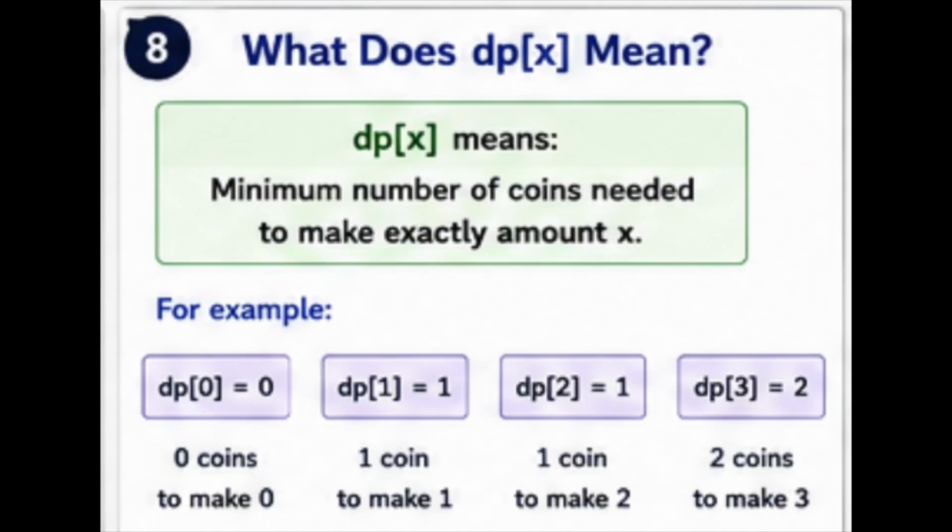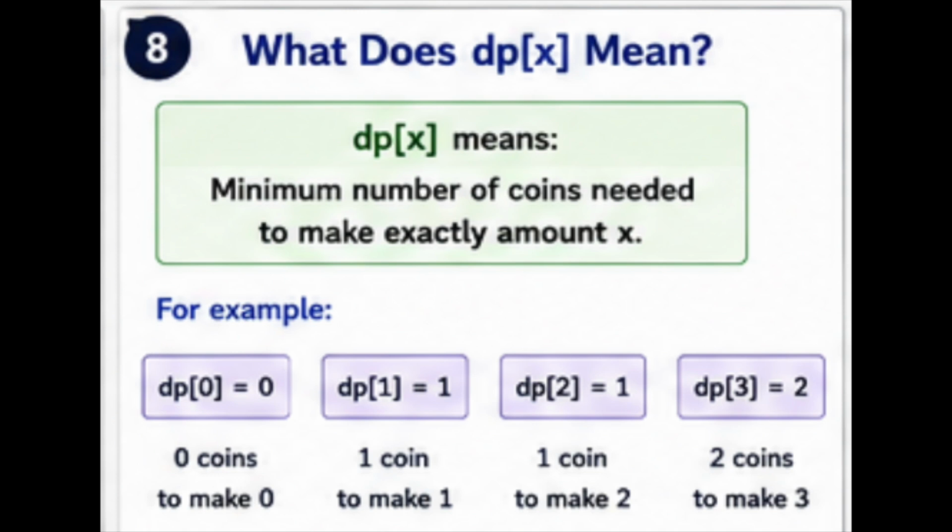Let's introduce dynamic programming now. We will create an array called DP. And I want you to remember one very simple definition. Whenever you see dp of x, in this problem it means the minimum number of coins needed to make exactly amount x. For example, if the coins are 1, 2 and 5, to make 0 amount, we need 0 coins. So dp of 0 is 0. To make amount 1, we need 1 coin of value 1. So dp of 1 is equal to 1.